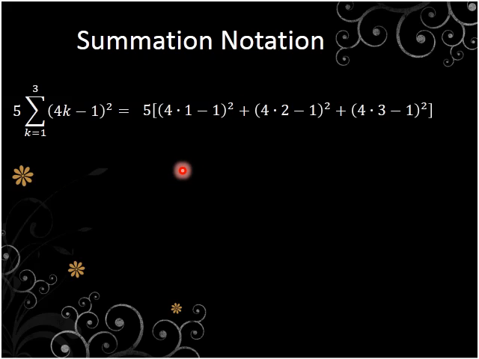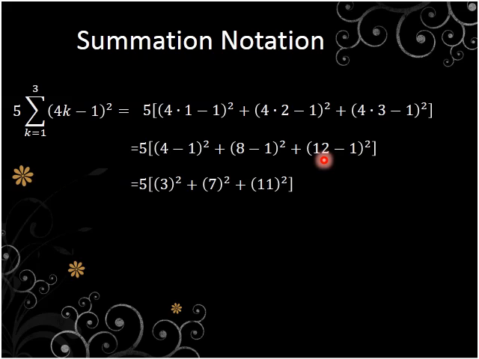So again, going with PEMDAS, let's figure out what's inside these innermost parentheses first. So 4 times 1 gives me 4, 4 times 2 gives me 8, 4 times 3 gives me 12. Next I'll subtract 1 in each of those parentheses. And then PEMDAS tells me next to do the exponents. Then I've got to add all these up inside the outside parentheses. So I've got 179. 5 times 179 gives me 895. So that's a quick crash course in summation notation.